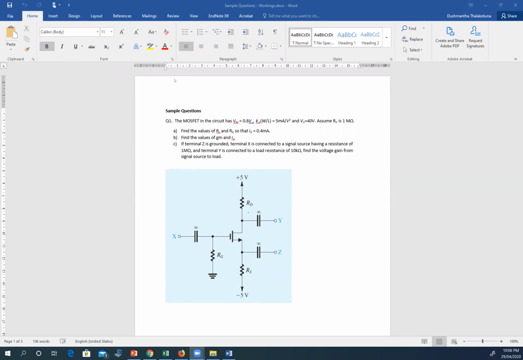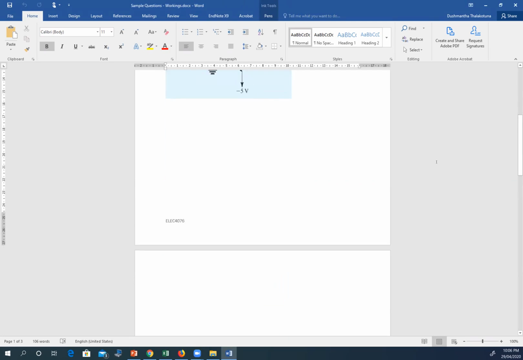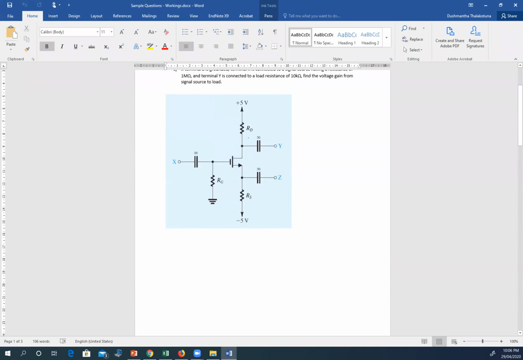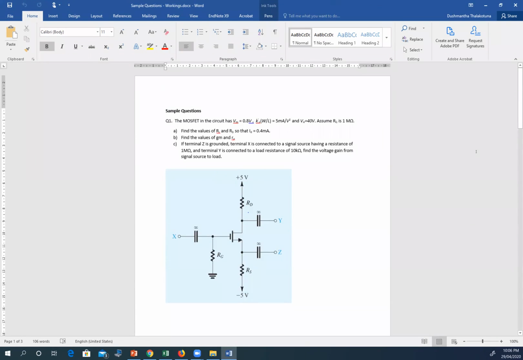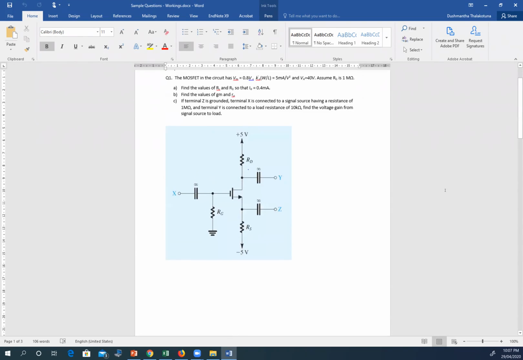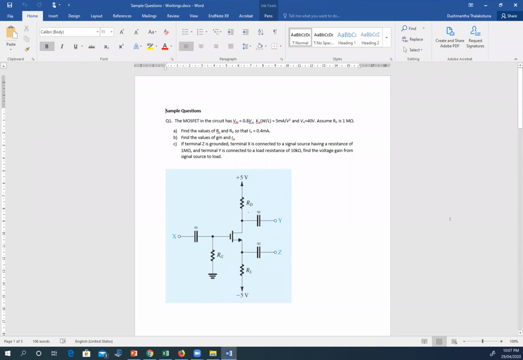Okay, so you should be able to see the screen now. I will do the workings as I go. There are two questions in these sample questions. The first question is from the transistor, the very first lectures that we did. The second question is from the impedance matching, but these are just 2 sample questions, so it doesn't mean that you don't get anything other than this. You'll get things that we've covered during the lectures.